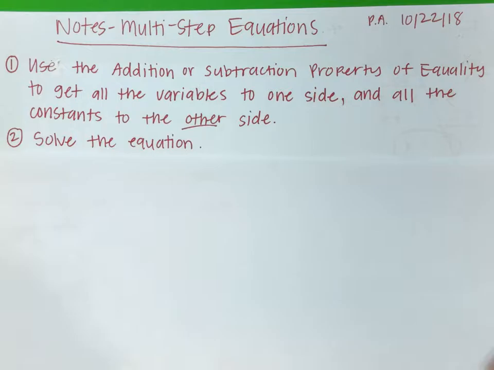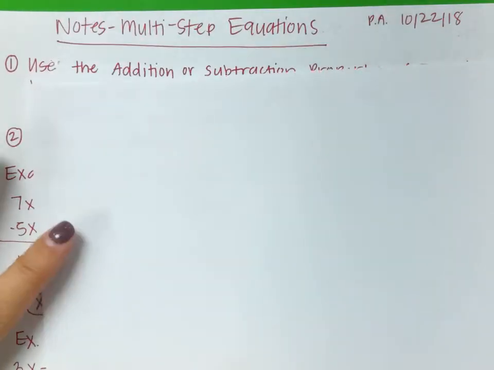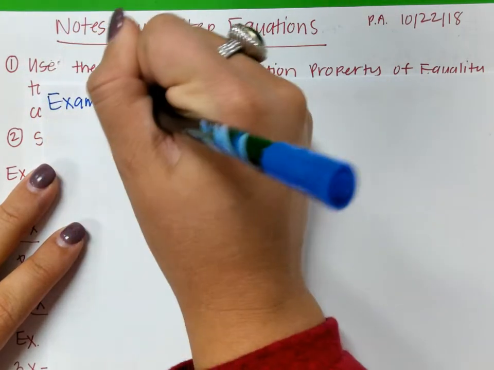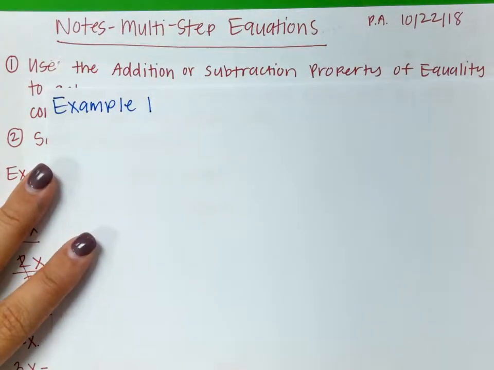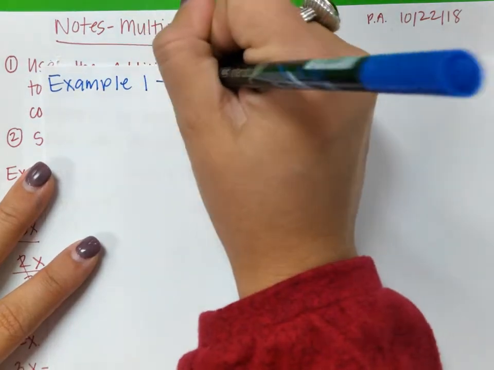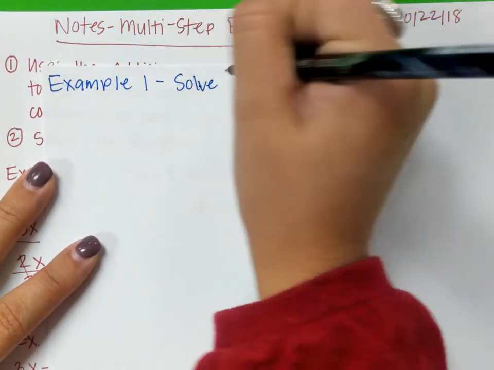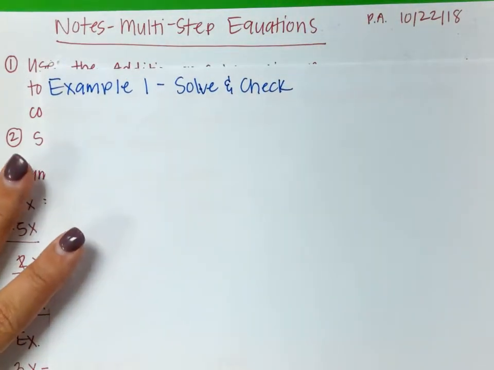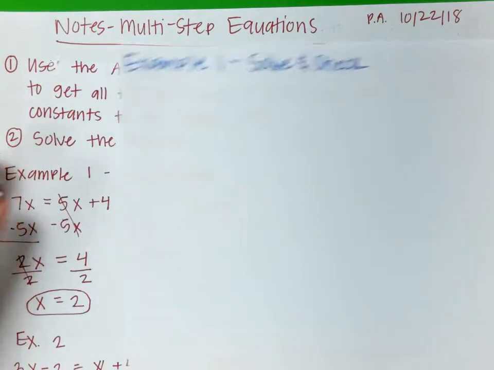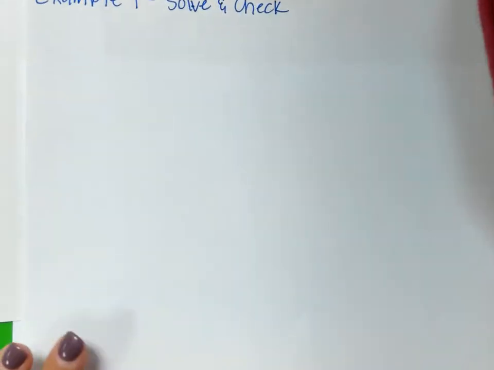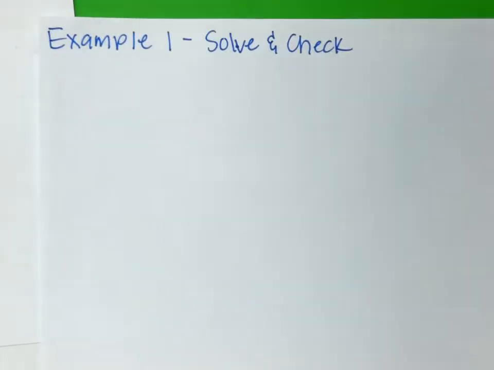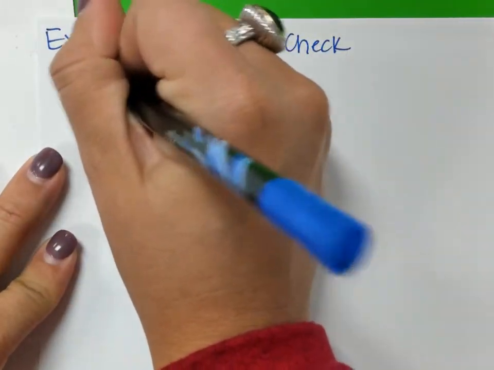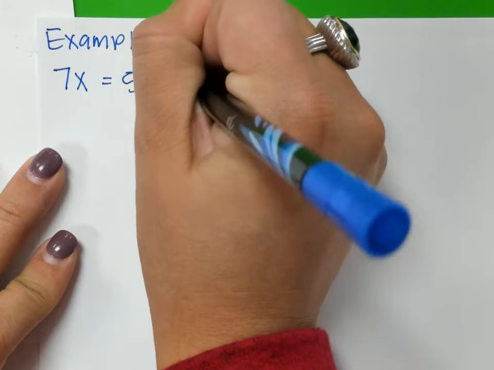So let's look at an example. We've got example 1. Remember, when we're doing equations, we are solving and checking. So don't forget to solve and check. All right, so the first example we've got is 7x equals 5x plus 4.